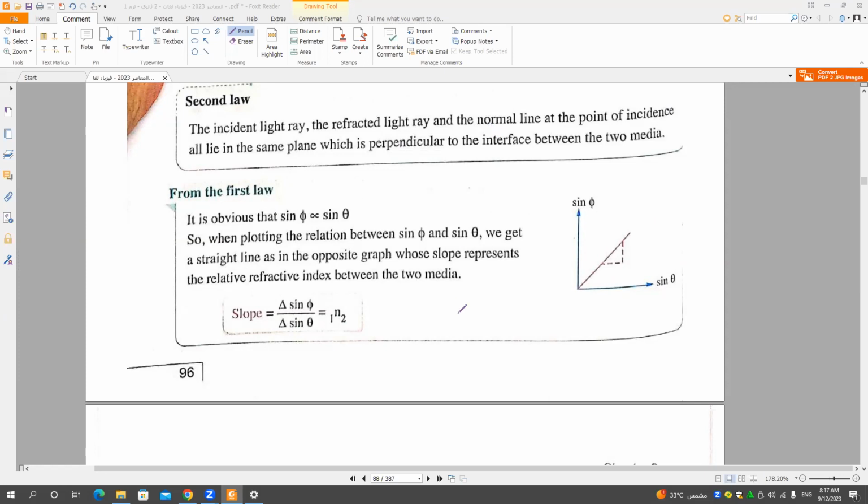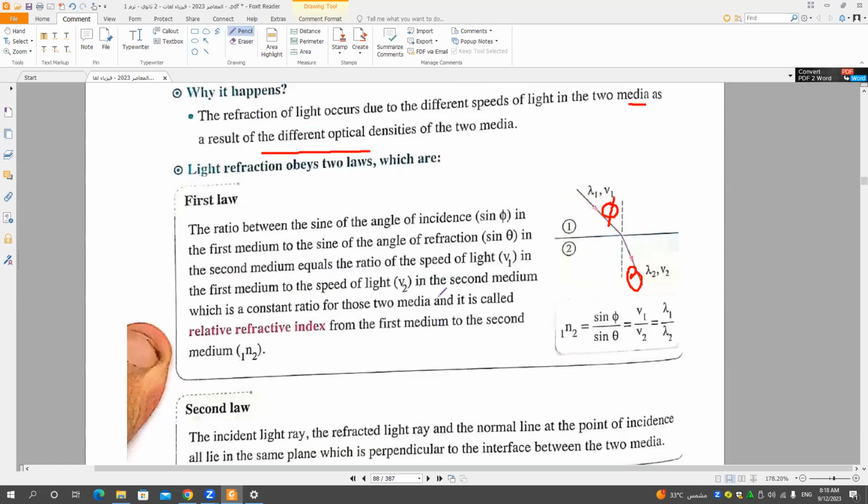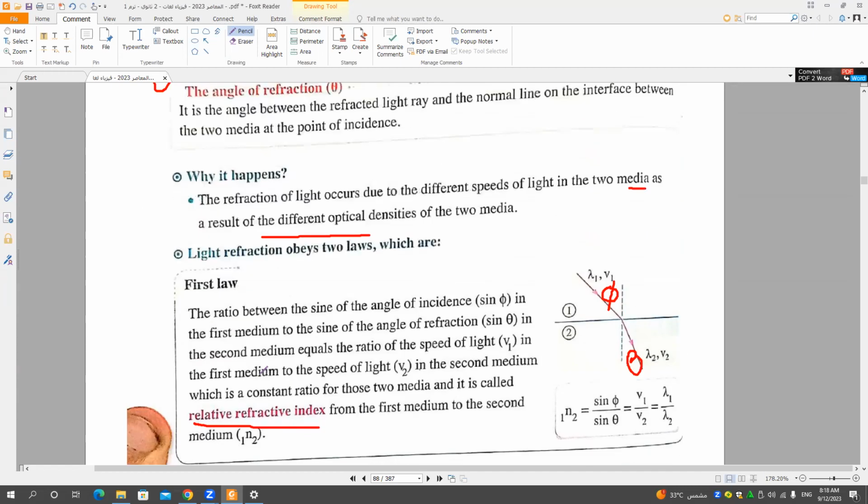Where n represents the transfer of light rays from the first medium to the second medium. This is called the relative refractive index between the two media, which is represented by n.